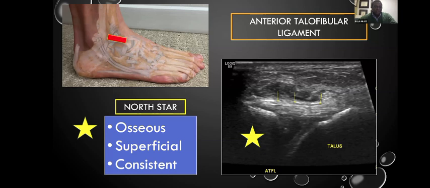When choosing a North Star, you always want to find something that's osseous, something you can palpate very easily, something that's superficial. So when you put that probe on, you're going to see it immediately, and you're going to know it's bone, and you're going to know it's exactly this particular bone and this part of the bone that you're going to start with. It also needs to be consistent. You don't want to choose something that has a lot of anatomic variability from person to person. You want to make sure it's pretty much the same thing.